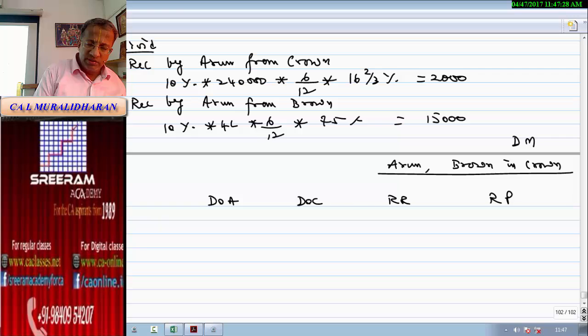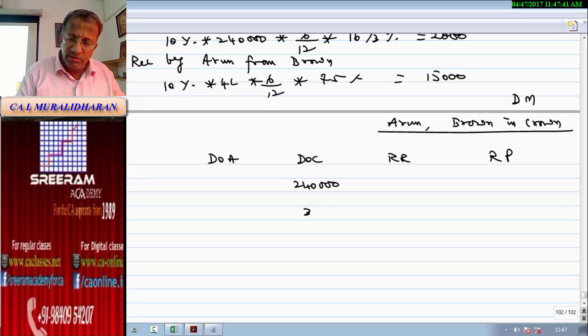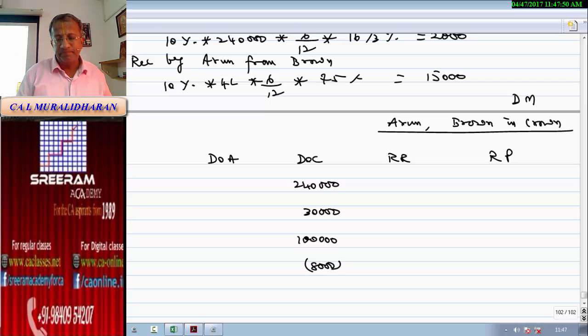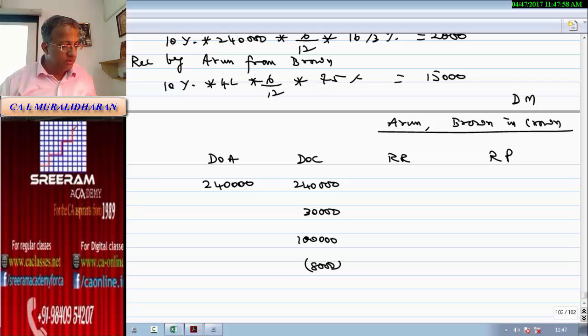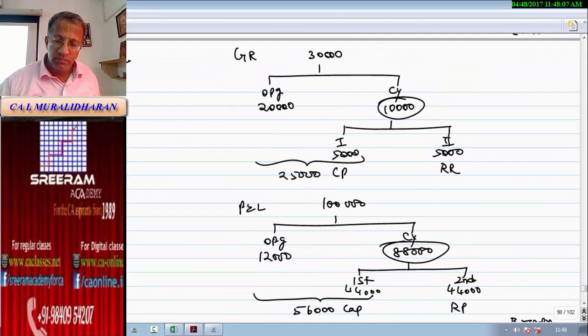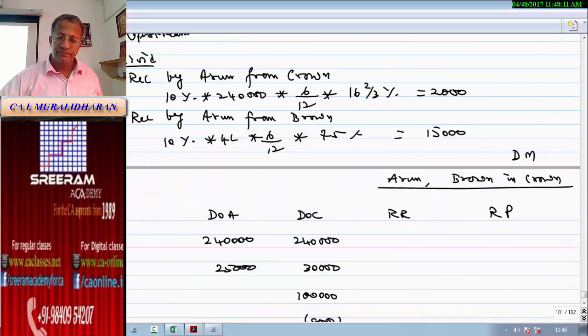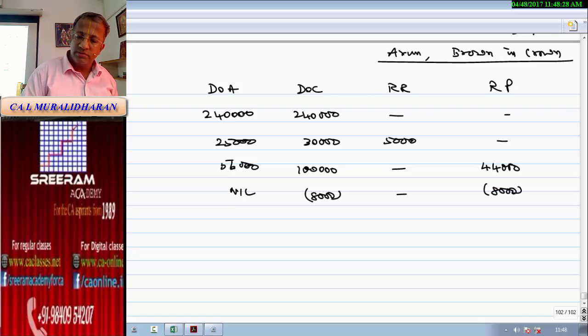Because parent also is holding, besides subsidiary holding, major share in sub-subsidiary. Equity share capital, general reserve, profit and loss account, unrealized profit. 2,40,000, 30,000, 1 lakh, unrealized profit 8,000, 2,40,000, then 25,000, profit and loss account 56,000. Nil, 5,000, 44,000, 8,000.